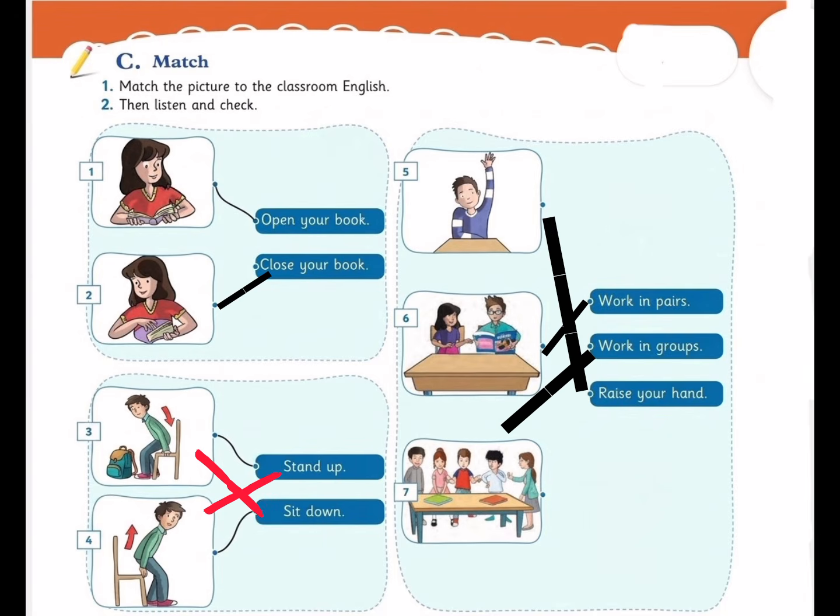Listen. Check your answers. 1. Open your book. 2. Close your book. 3. Sit down. 4. Stand up. 5. Raise your hand. 6. Work in pairs. 7. Work in groups.